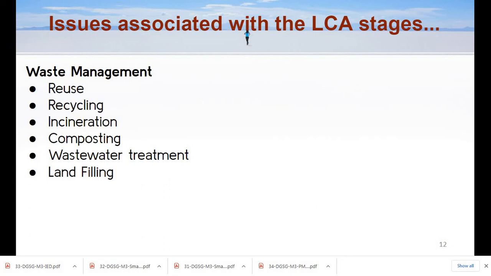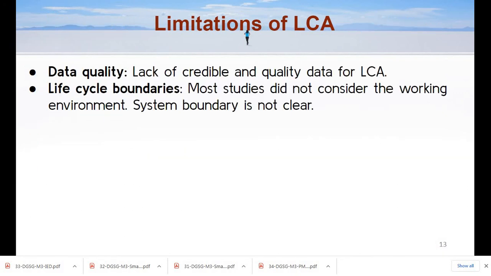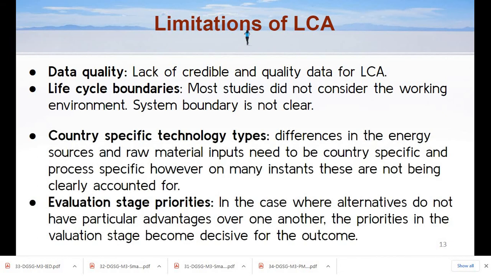And finally the last stage is the waste management. So here reuse, recycling, incineration, composting, wastewater management, and landfilling. The limitations are the data quality and the life cycle boundaries, country specific technology types and the evaluation stage priorities.